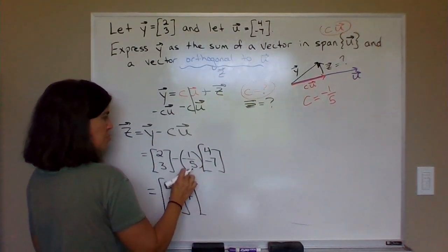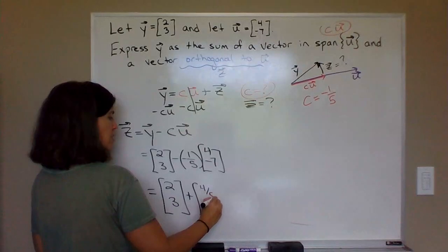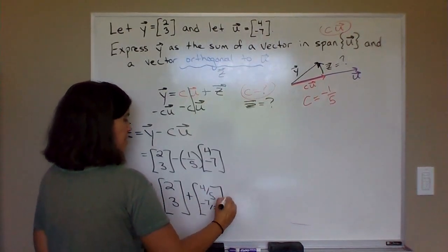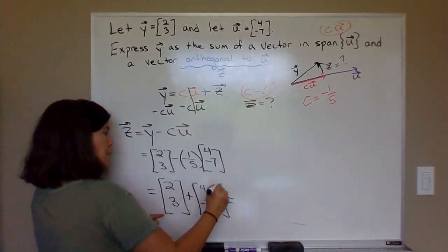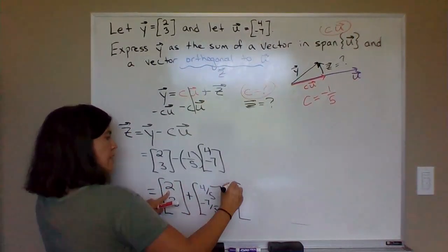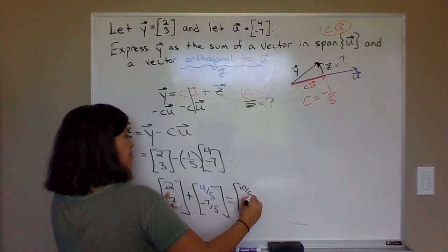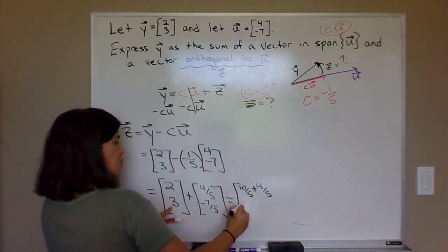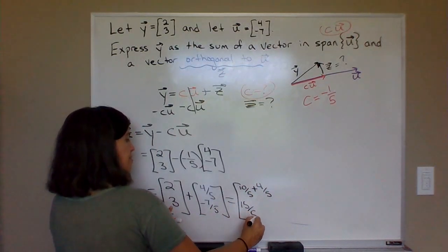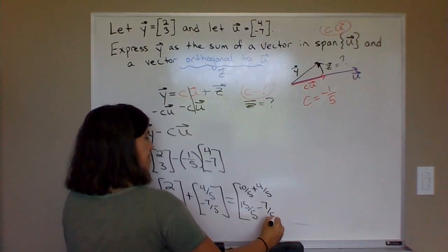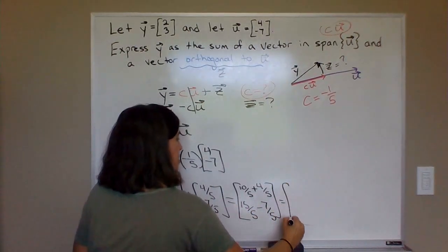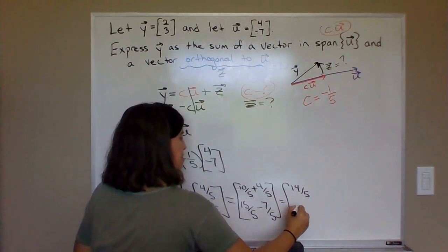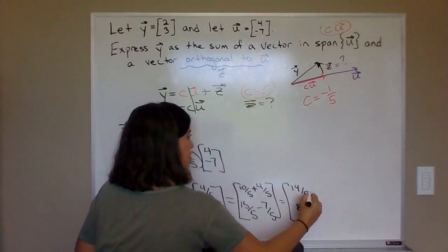So that's plus 1/5 times 4, and then 1/5 times negative 7. To do the arithmetic here, you'd want a common denominator. So instead of 2, I could express that as 10 over 5. That's 2, plus 4 over 5. And then instead of writing this as 3, I could write it as 15 over 5. That's 3, minus 7 over 5. And so I get 14 over 5, 15 minus 7, so 8 over 5. This is the vector z.